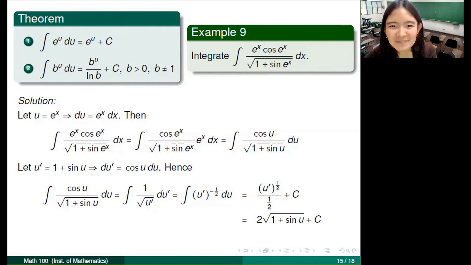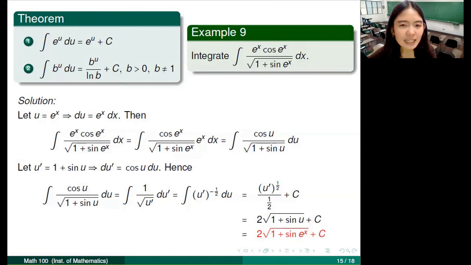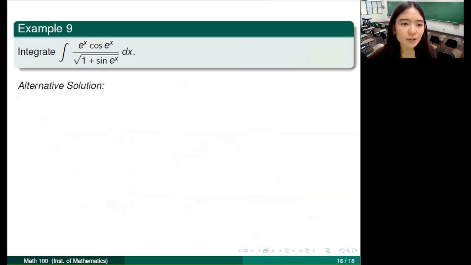And one last step, ang original variable natin ay x. So you have to bring back your definition for u in terms of x. And so, ito ang final answer natin. 2 times the square root of 1 plus sine e raised to x plus c. Okay, so nasagutan na natin. Hooray! May babanggitin lang ako dito kay example 9, very quickly lang.